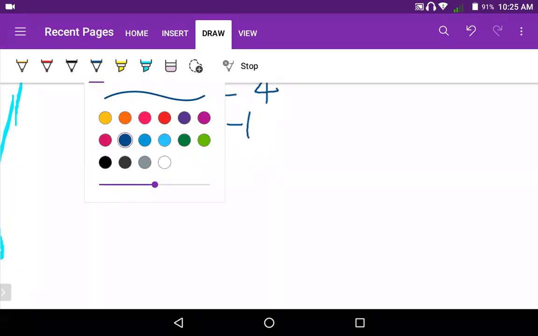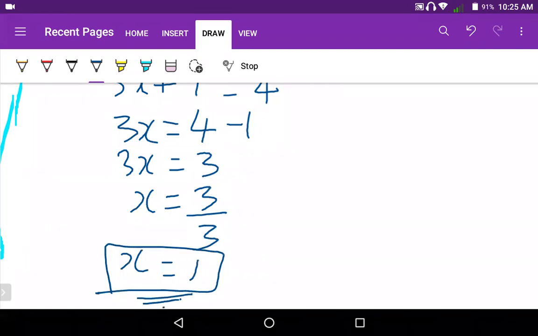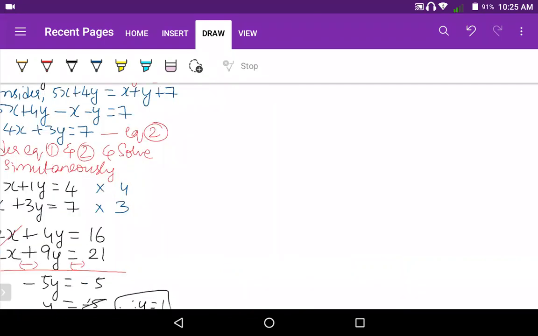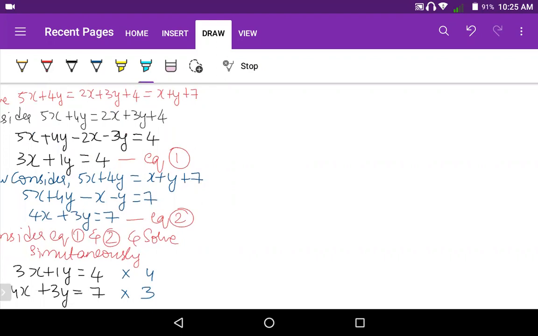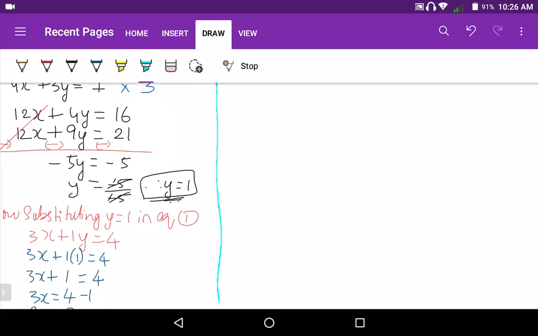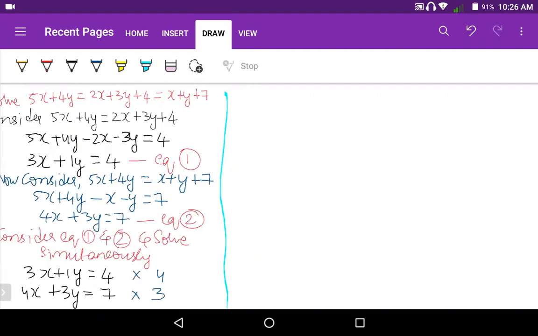So what will happen? X is equal to 3 by 3. X is equal to 1. So we found x also to be 1 and y also to be 1. Therefore, x is equal to 1, y is equal to 1. Clear? Understood, everyone? Any doubts in this problem? Understood. Good. Now, let us solve one more problem which is similar to this. Okay. And then we can go to the next type of problem.